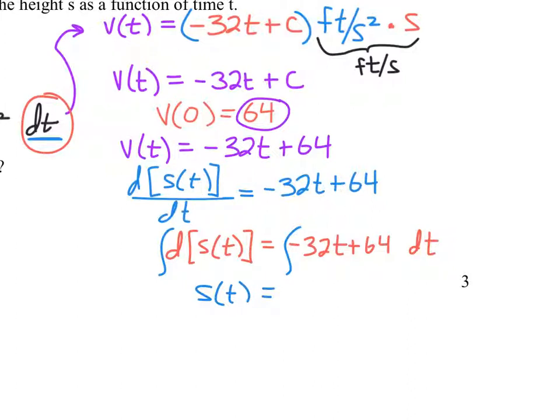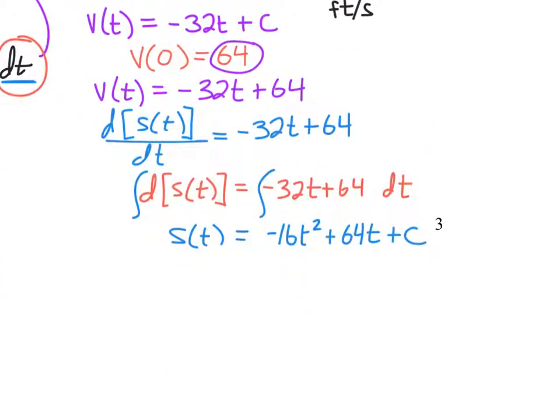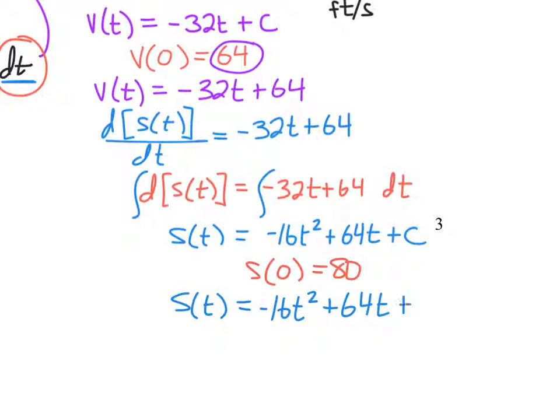All right, so antiderivative: negative 16t squared plus 64t plus c. They gave us an initial height of 80 feet. So that's telling us that s of 0 is 80. If I plug in a 0 for t, each term containing a t will zero out, and that'll just give us c equal to 80. So s of t is equal to negative 16t squared plus 64t plus 80.